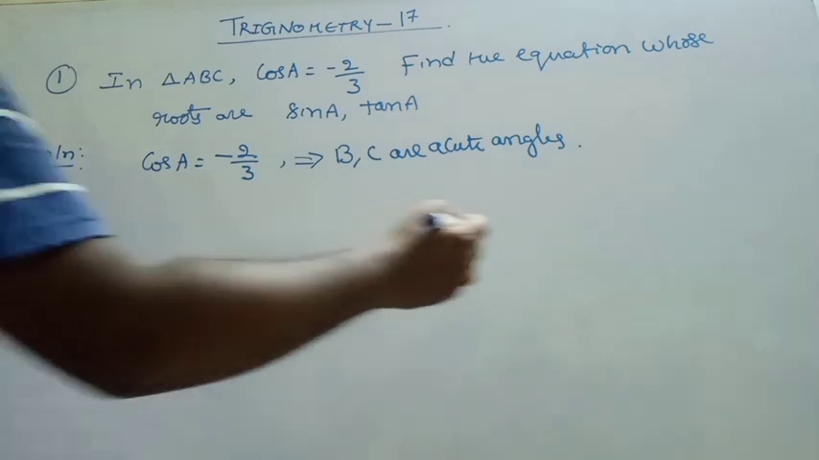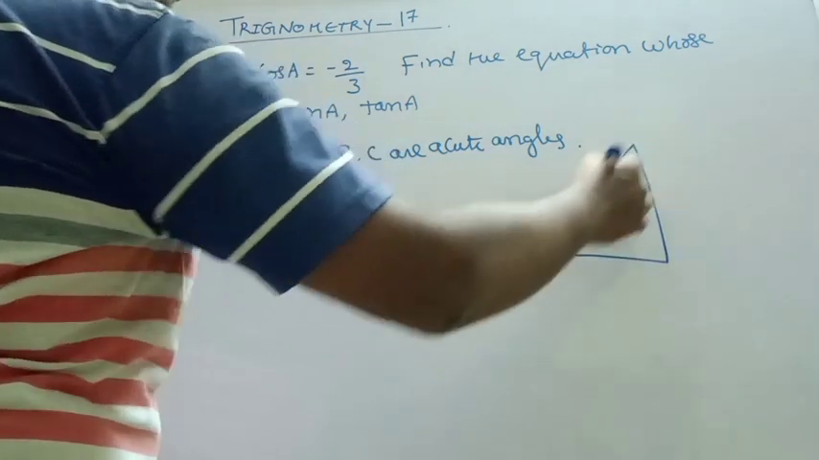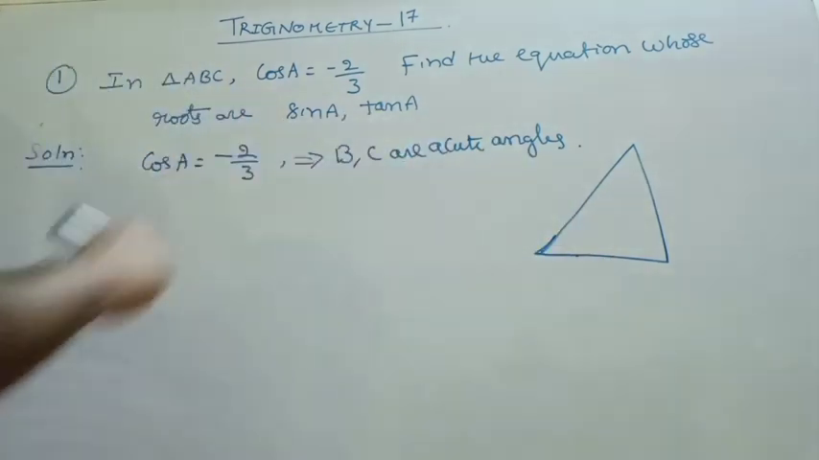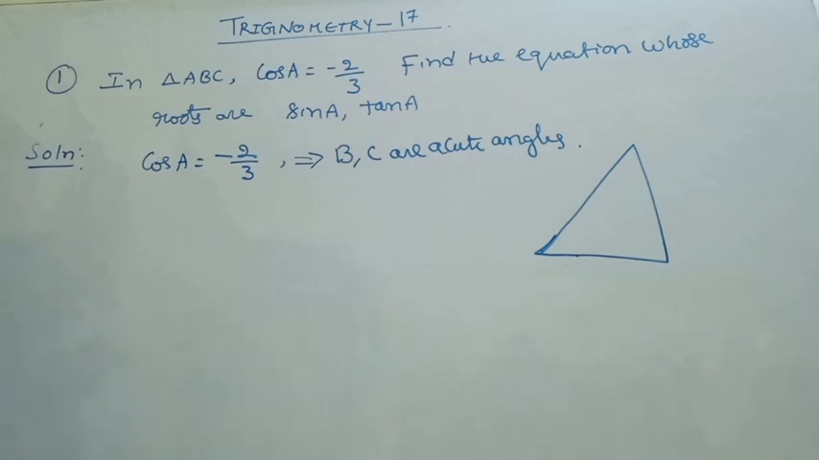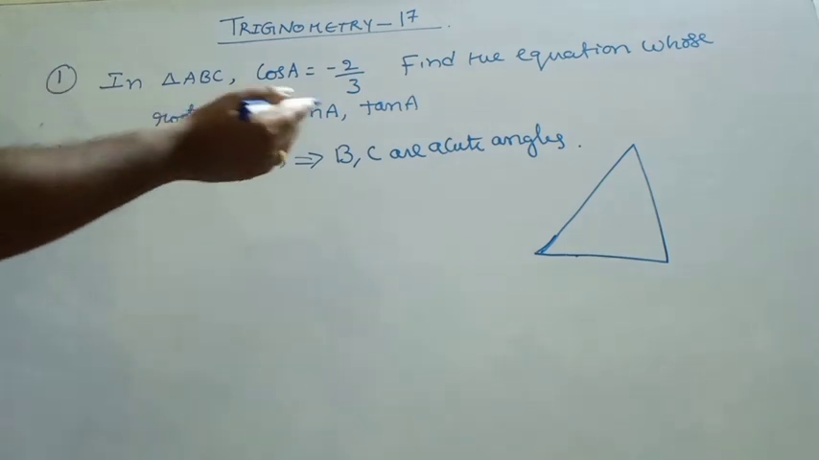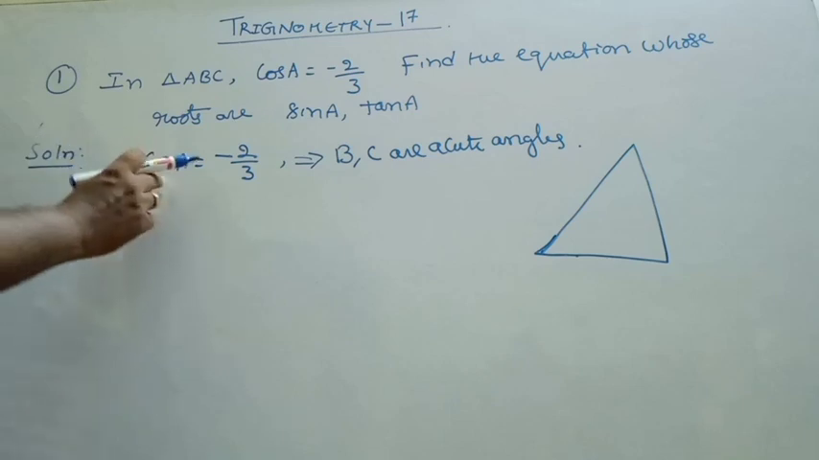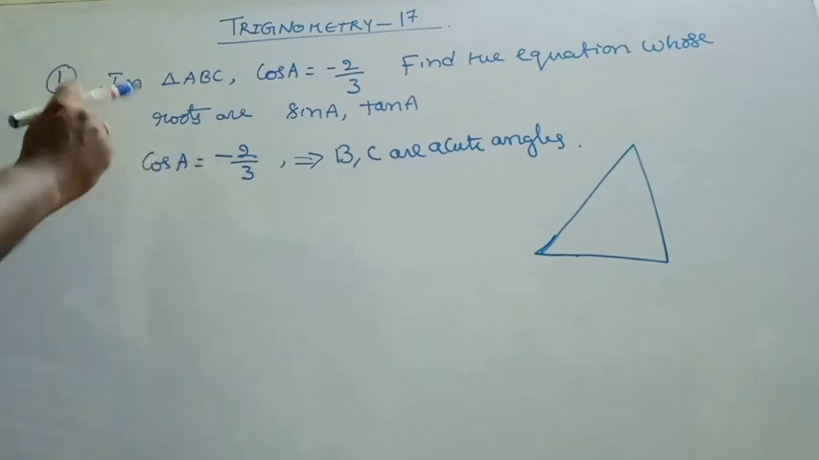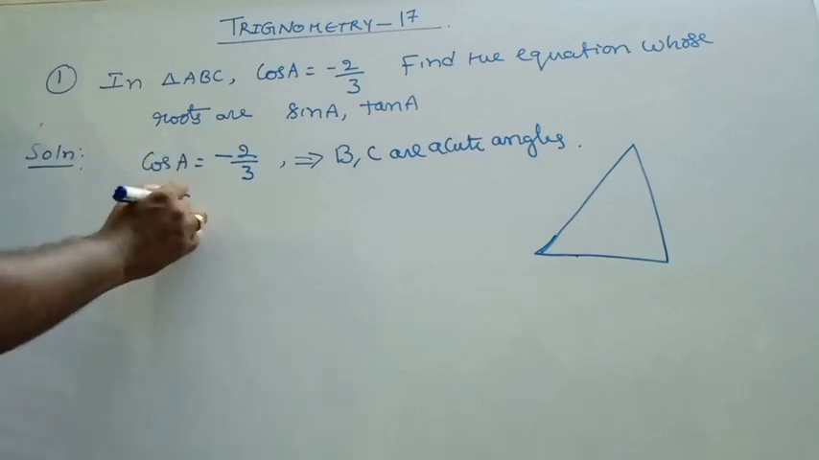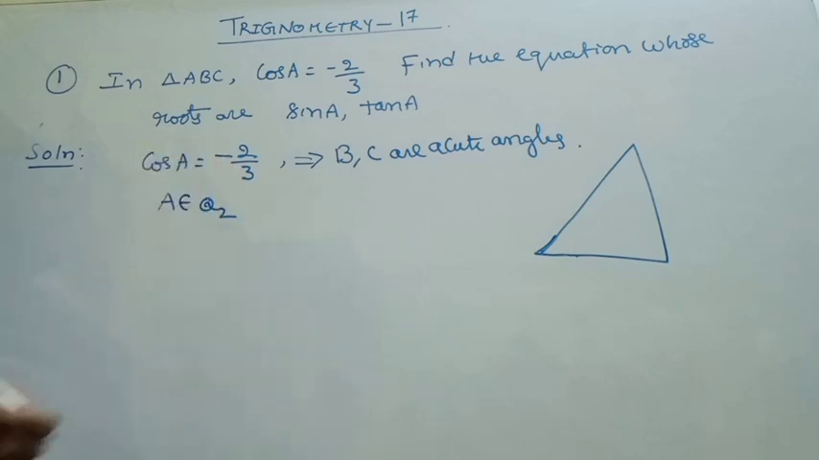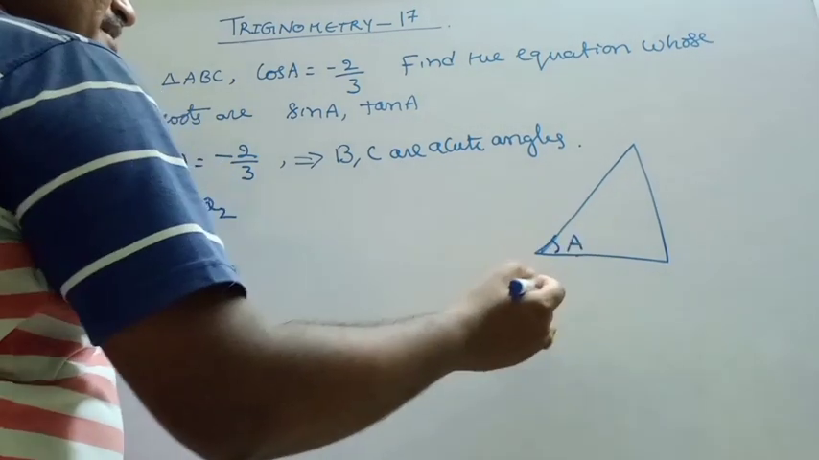Now we will try to get the remaining things here. The total sum is 180 degrees, because this is happening in triangle ABC. That means A plus B plus C is equal to 180 degrees. So if A is obtuse, B and C are acute angles, and A is lying in the second quadrant, because the total sum of the angles is 180 degrees. That means A belongs to Q2, quadrant 2, of course. This is the angle A we are having here.